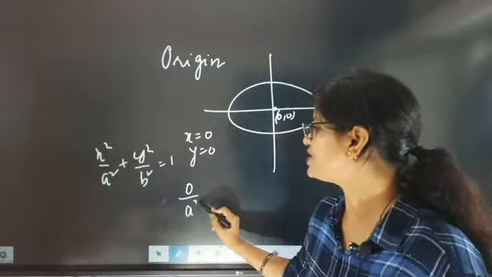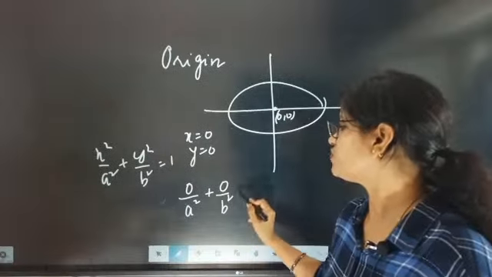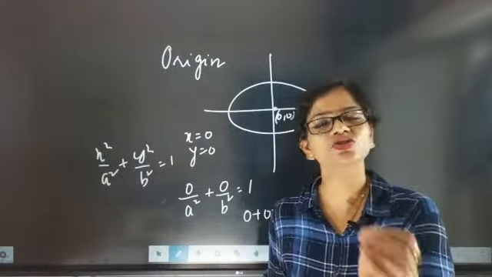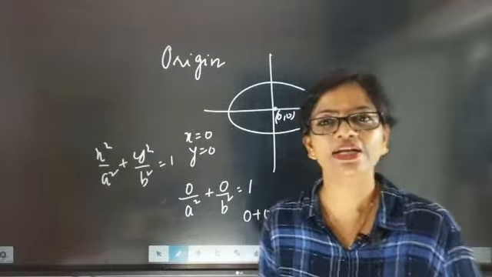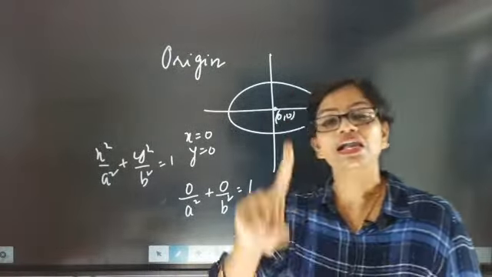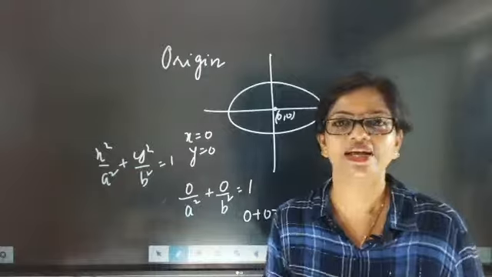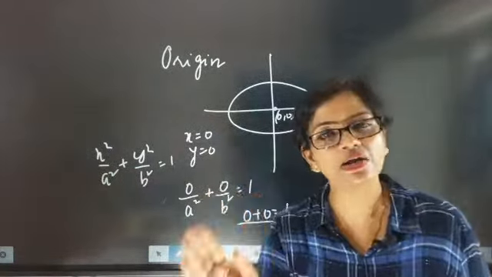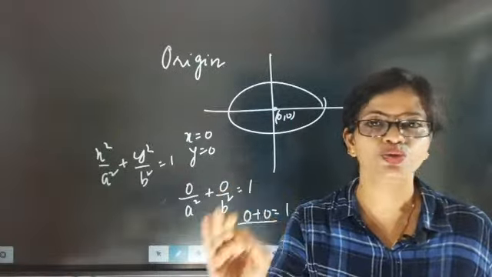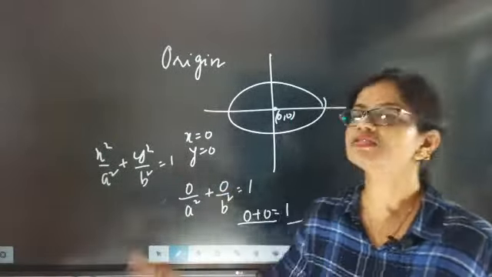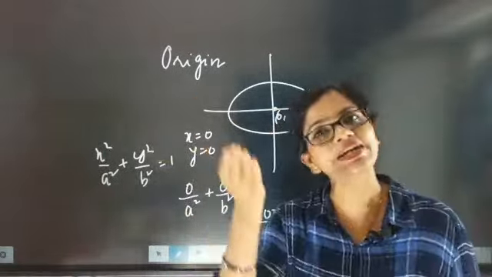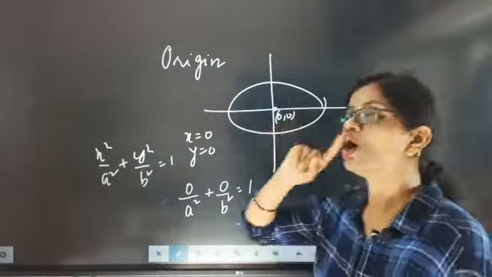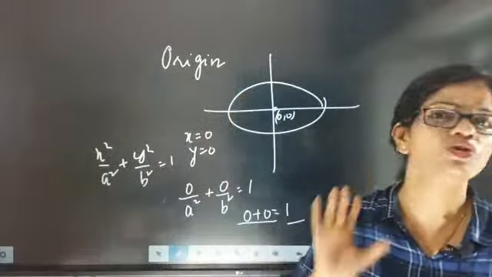When you substitute x equal to 0, y equal to 0, you get 0 plus 0 equal to 1, which is exactly a contradiction. Why is it a contradiction? Because in an equation, the left side must always be equal to the right side. But here the left side is 0, the right side is 1. That means the curve never passes through the origin. That means the origin can be the center point of the ellipse, but the origin cannot be a point satisfying the equation of the ellipse.